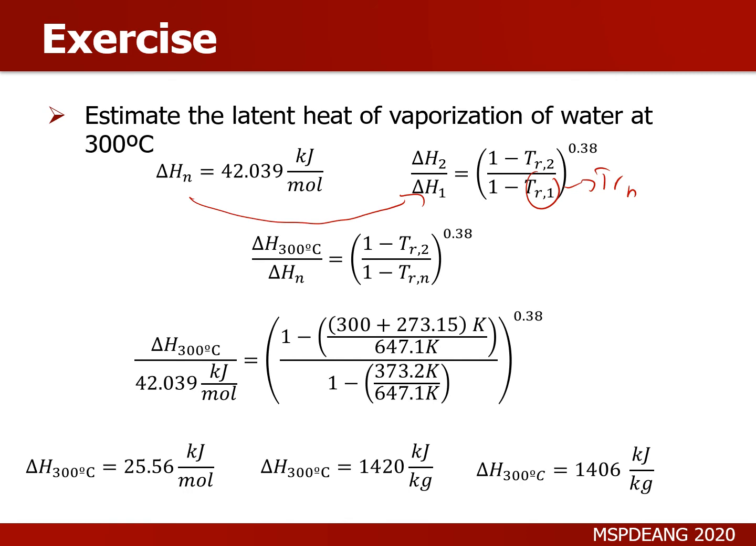So as you can see from here, the latent heat of vaporization at higher temperatures are much less compared to lower temperatures. Kanina, 42.039, ngayon, 25.56. This is expected since the higher the temperature, the less the difference between the enthalpies of your vapor and your liquid state.